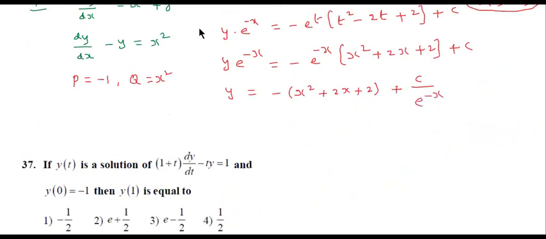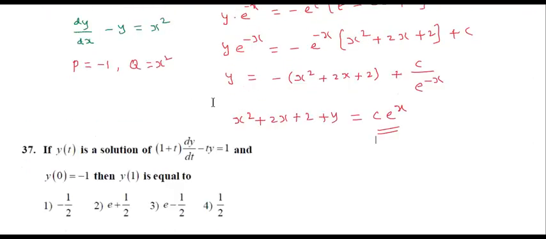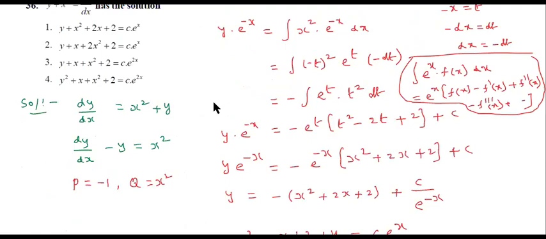So send those values to the left hand side. We get the answer like this: x square plus 2x plus 2 plus y is equal to c into e power x. This is the final solution. But observe the options. Which option is correct? C e power x. I think the first option is correct.